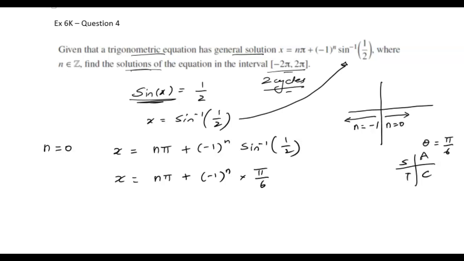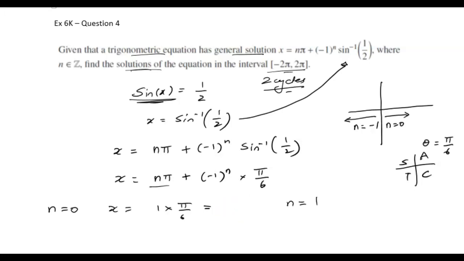So let's start substituting. If n is equal to 0, when n is equal to 0, x is going to be equal to, that value is going to be 0, and then minus 1 to the power of n is equal to minus 1 times pi on 6, simply minus pi on 6 is our first solution in this particular question. Sorry, I've just realized I've made a mistake in that previous working out. Minus 1 to the power of 0 is equal to a positive 1, which means the solution is going to be a positive pi on 6.